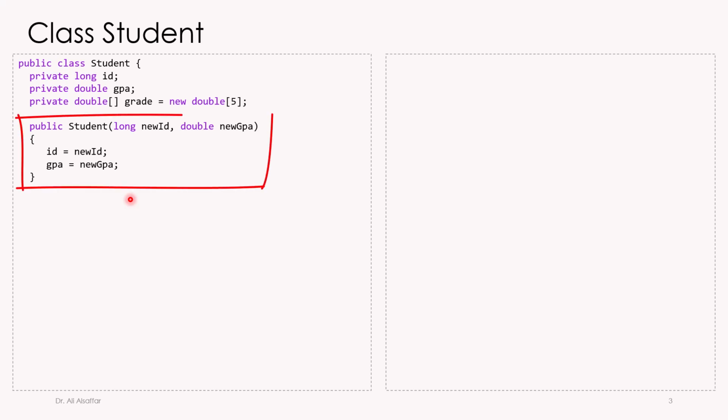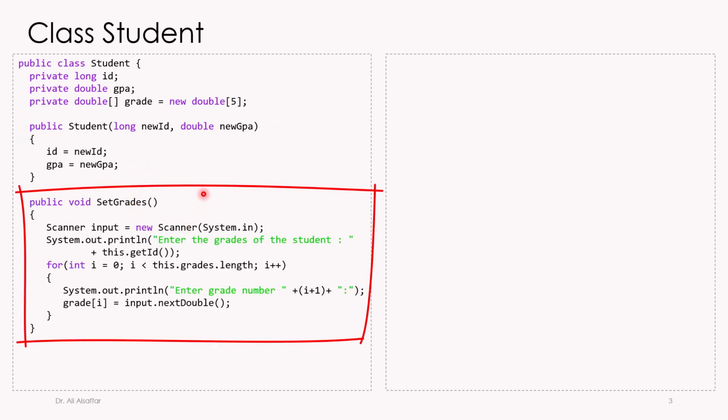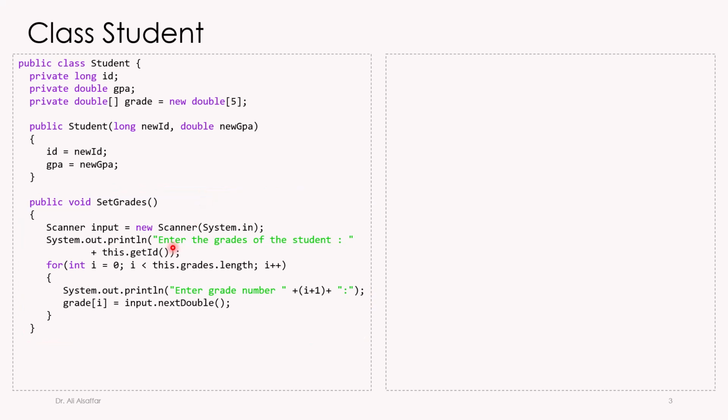First is the constructor. As you see, it initializes ID and GPA. Next is a method that reads the grades from the user and saves them into the array grade. We ask the user to enter the grades of the student, and we are using the getID method to get the ID of the student. We have a for loop that will iterate over the array, and in each iteration it will read the corresponding grade and save it into the array.